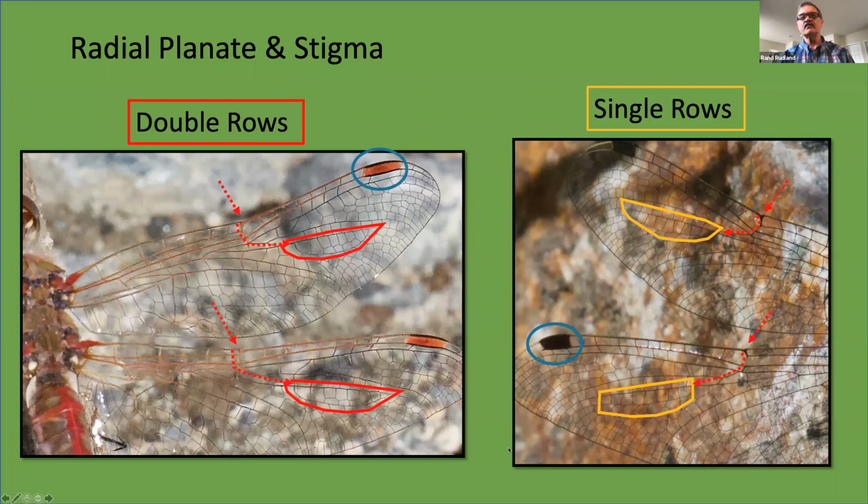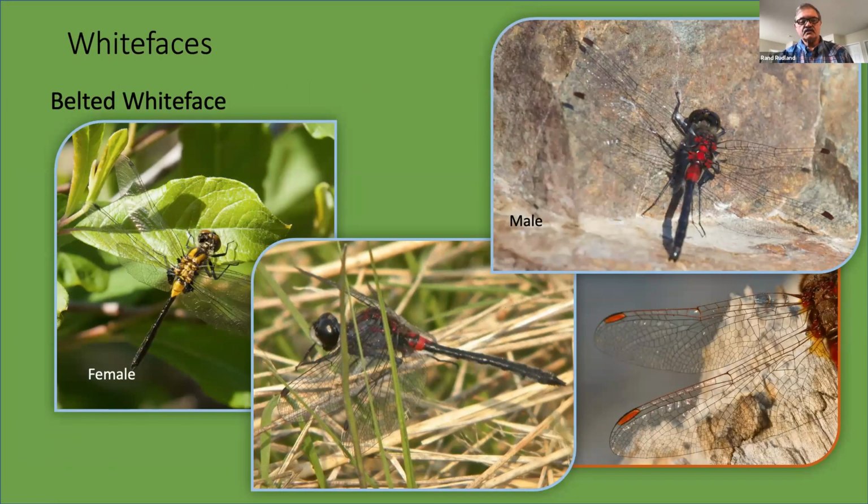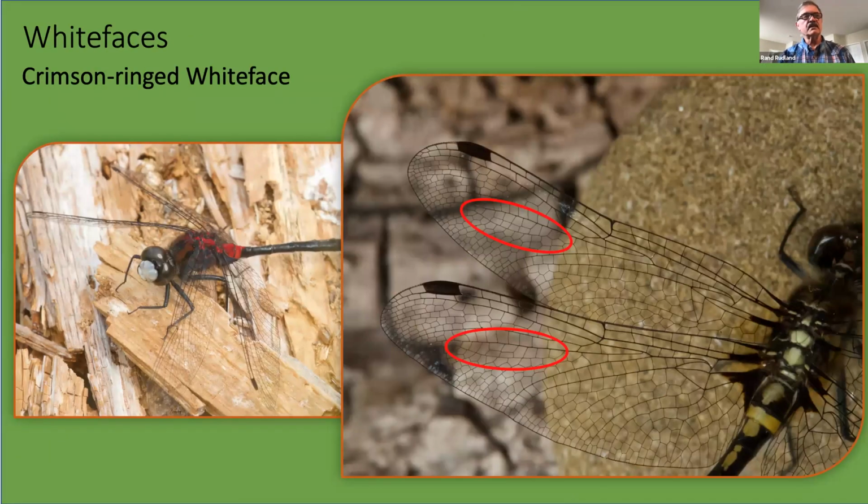So let's look at those 2 species. The belted whiteface has a single row, as we talked about earlier. So this is the belted whiteface. If you look at the other one, this crimson-ringed whiteface, it has a double row of at least some cells in both front and back wings. And so this is the real difficult one to tell apart. So, good luck with that. Almost impossible in the field unless you get one that's sitting for any length of time, and they don't usually do that. This is a definitive way to separate the two.